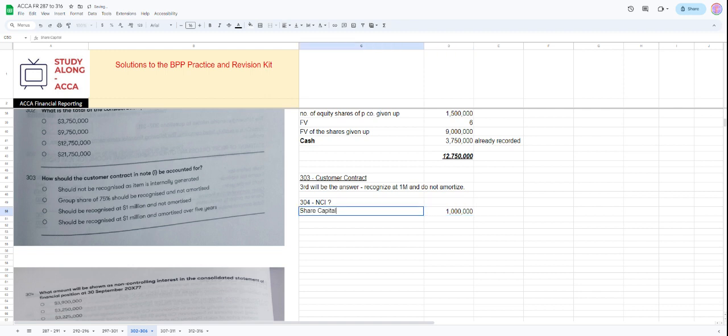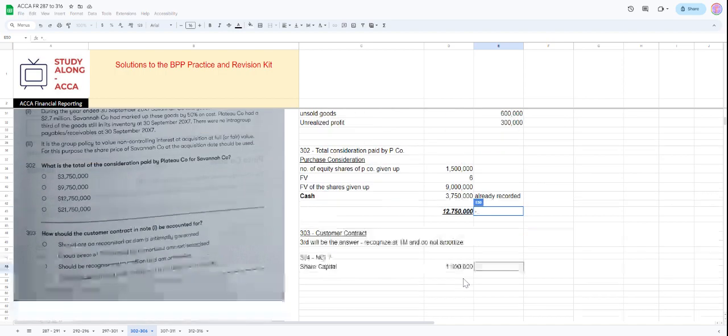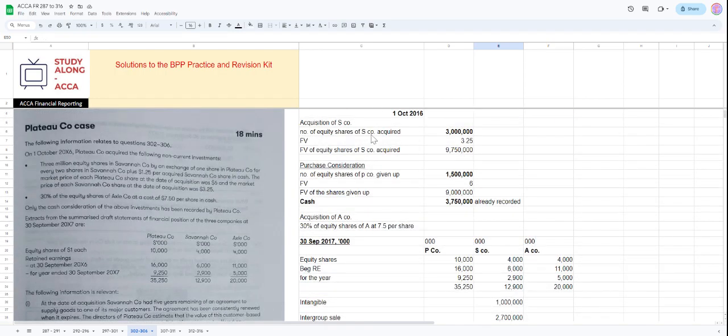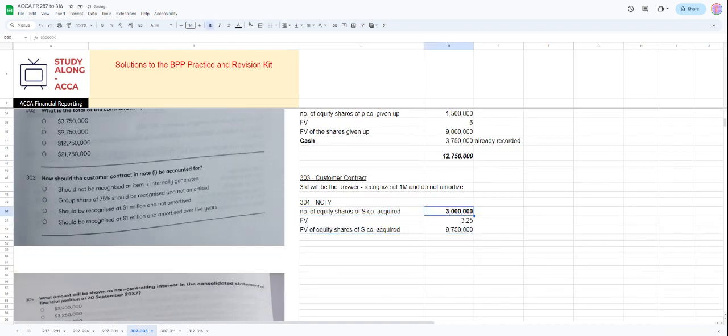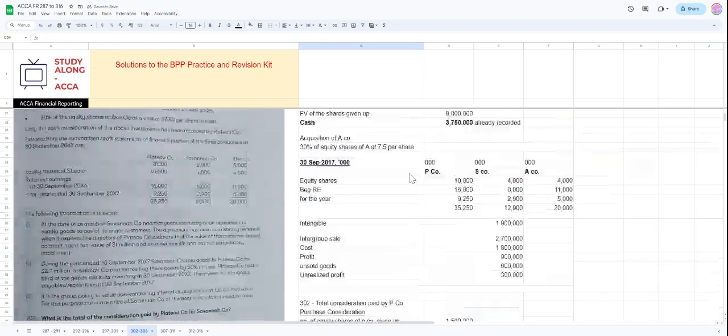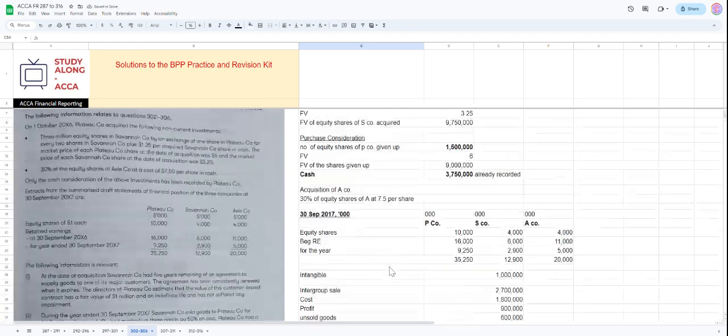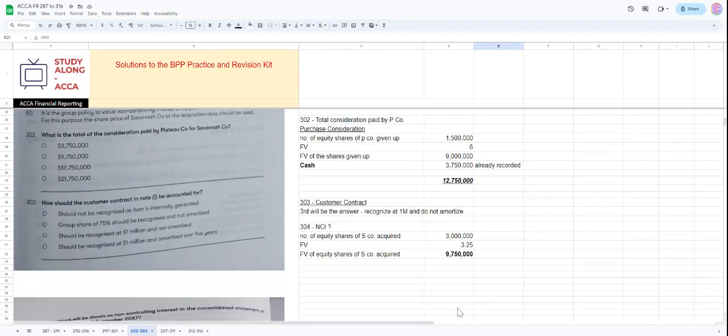1 million is the number of shares. And per share value, maybe we can reproduce this thing here. It's fair because it said that they record it at a fair value. So we will take this 9750. Okay, this one we will take. Then there is this retained earning for the year. For the year, the retained earning is 2900. So that also we need to take.